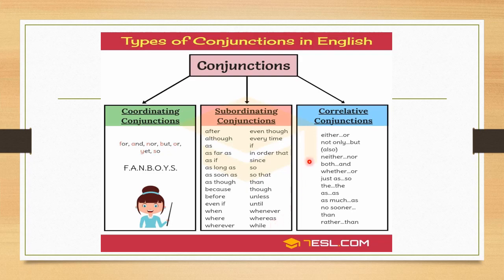Moving to the next, they are correlative conjunctions. They are used in pairs, okay? Either or, not only but, neither nor, both and, whether or, just as so, as much as, no sooner than, rather than. So these are the three types of conjunctions: coordinating, subordinating, and correlative. Clear to everyone? So now let's quickly start studying about them individually, and I will tell you all the types of conjunctions with the help of some examples. Okay, so now let's move to the next slide.